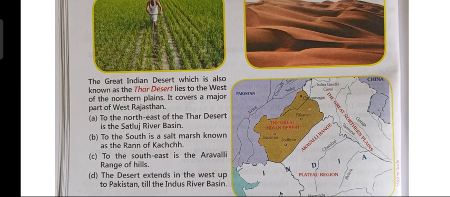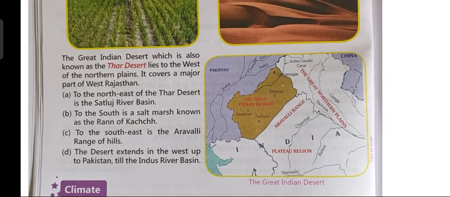Since it is present in the western part of India, it is also known as the Western Desert. On this map, you can clearly see that the Great Indian Desert is on the west side of the Great Northern Plains. So this is the location of the Thar Desert, or the Great Indian Desert, in our country.